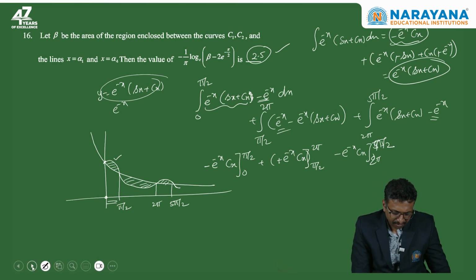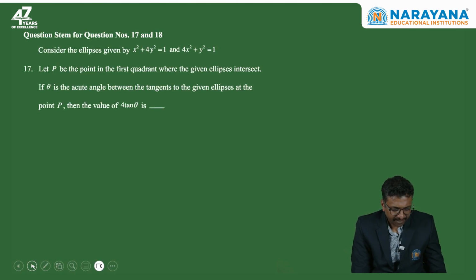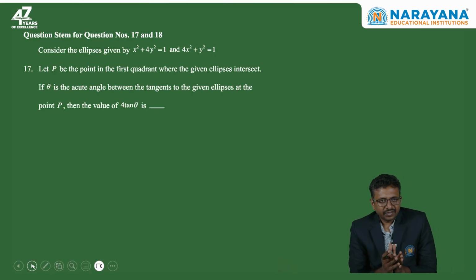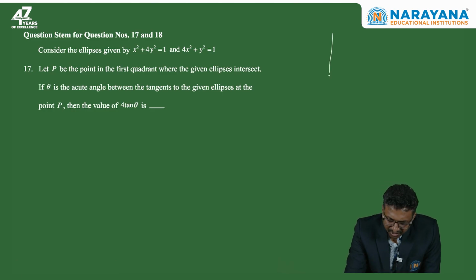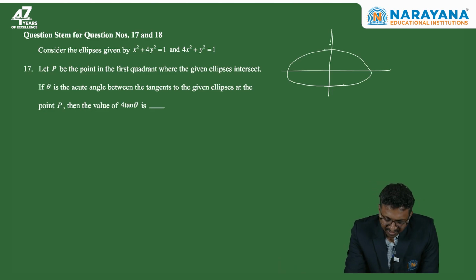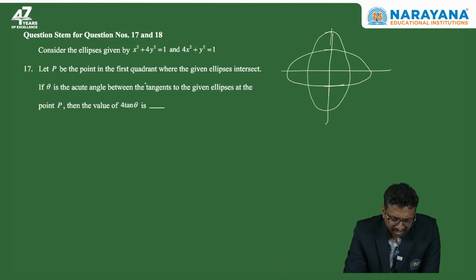And finally, we are going to the last paragraph type question. So you are given two ellipses. One ellipse is horizontal, x square by 1 plus y square by 1 by 4. The first ellipse is horizontal. The second ellipse is x square by 1 by 4 plus y square. So the second ellipse is like this. So there are two ellipses. So P be the point in the first quadrant where the given ellipses intersect each other.